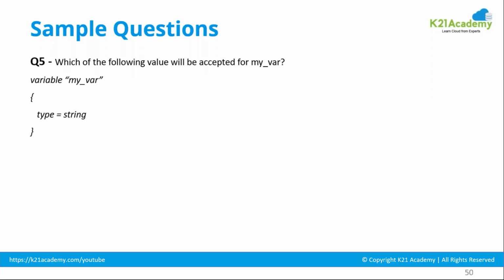Which of the following values will be accepted for my variable? Interesting. This is a very tricky question. That's why we are getting different answers. That's good to see. Somebody says it's A, somebody says it's C, somebody says D. Nobody goes for B.